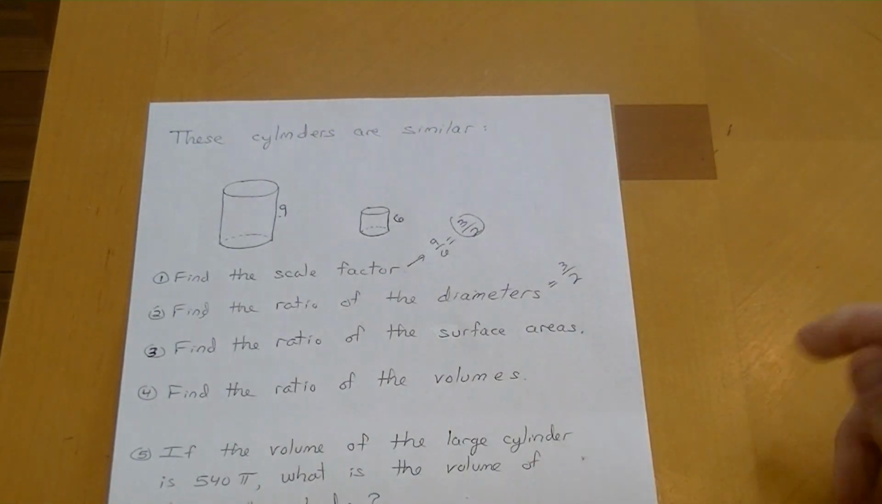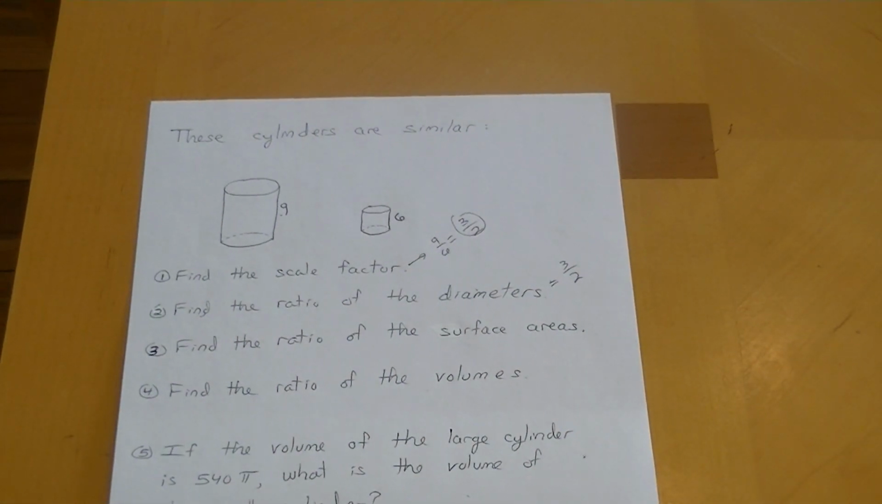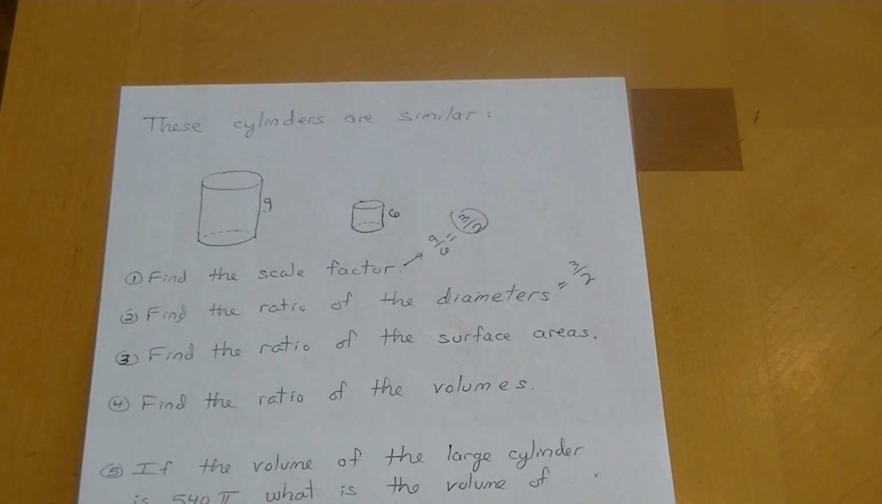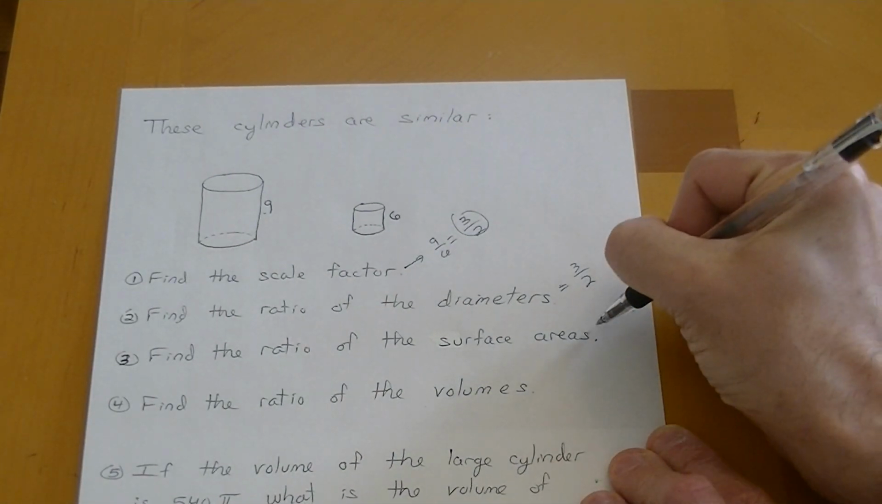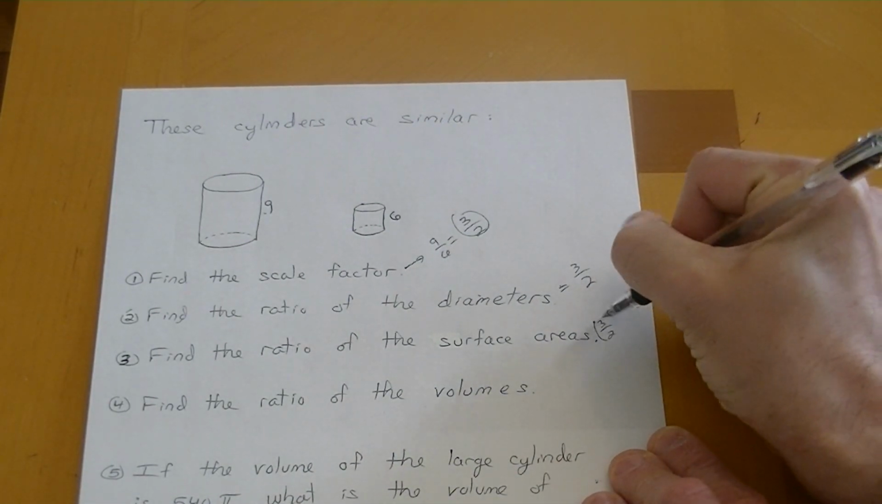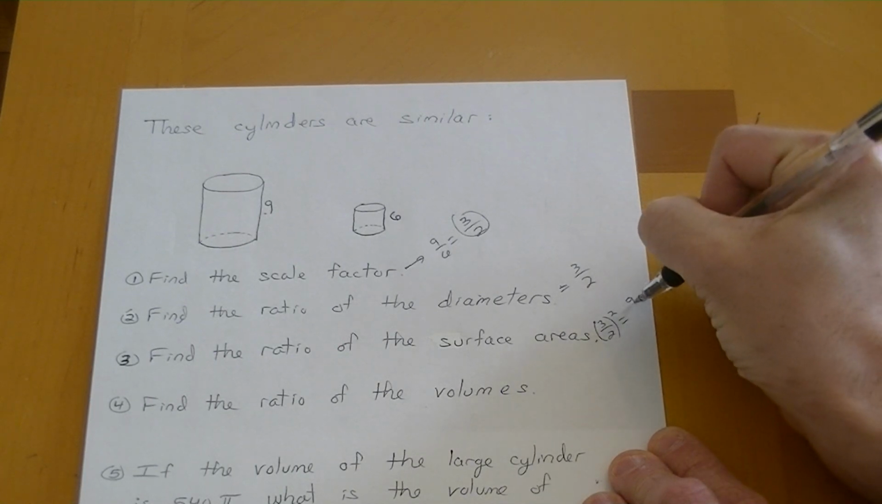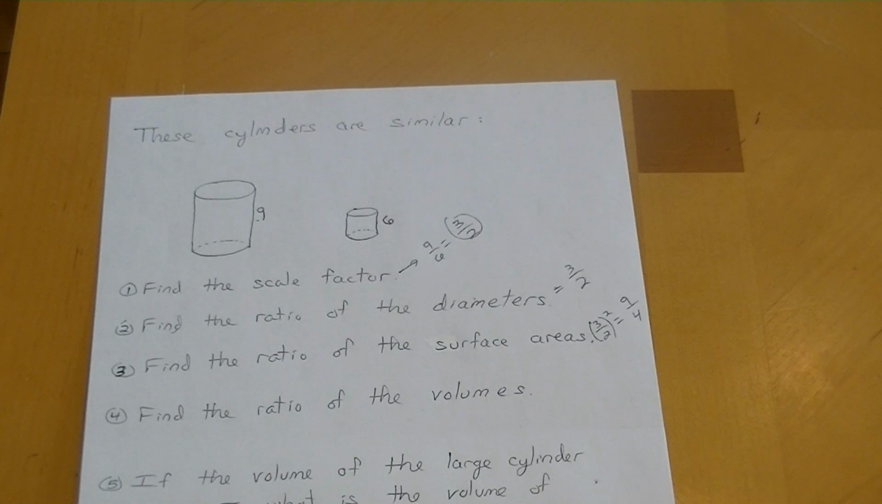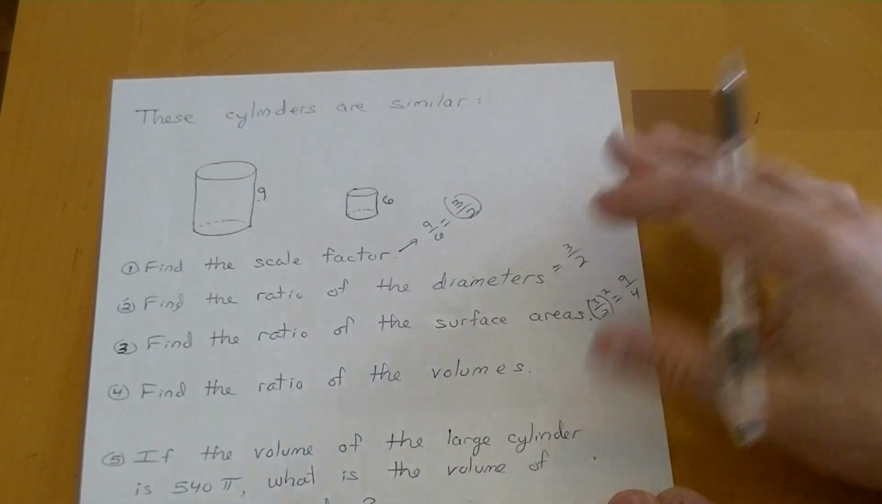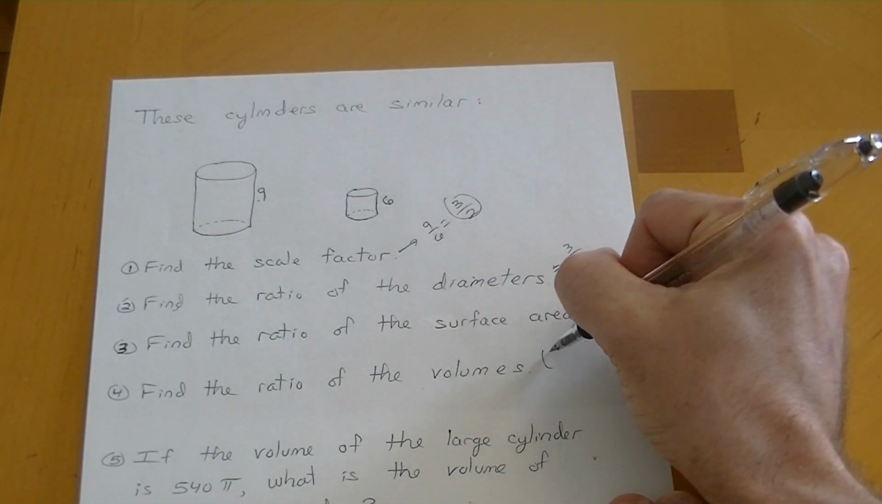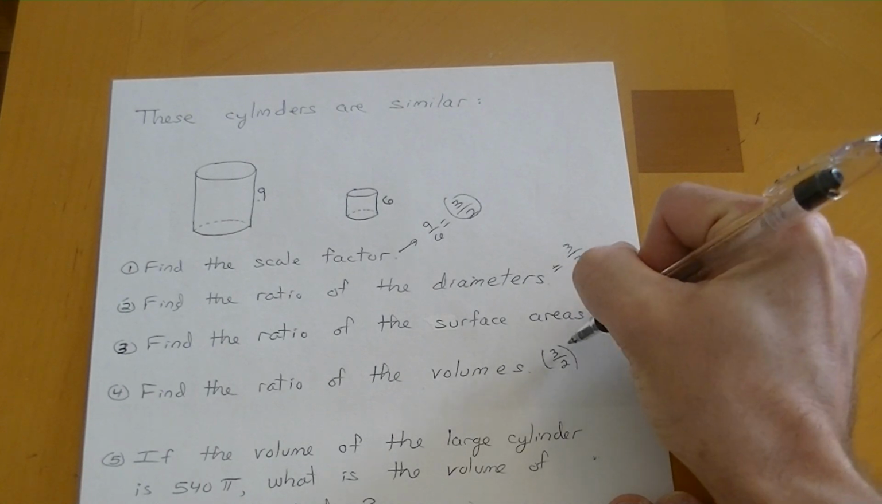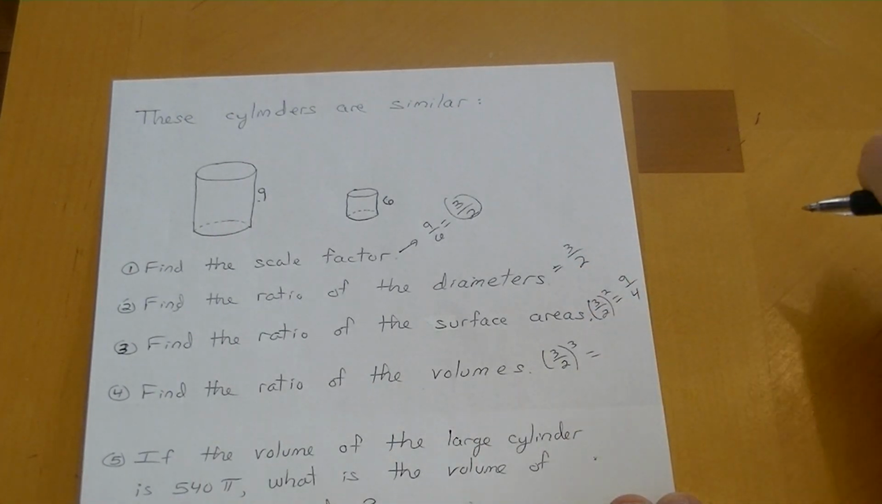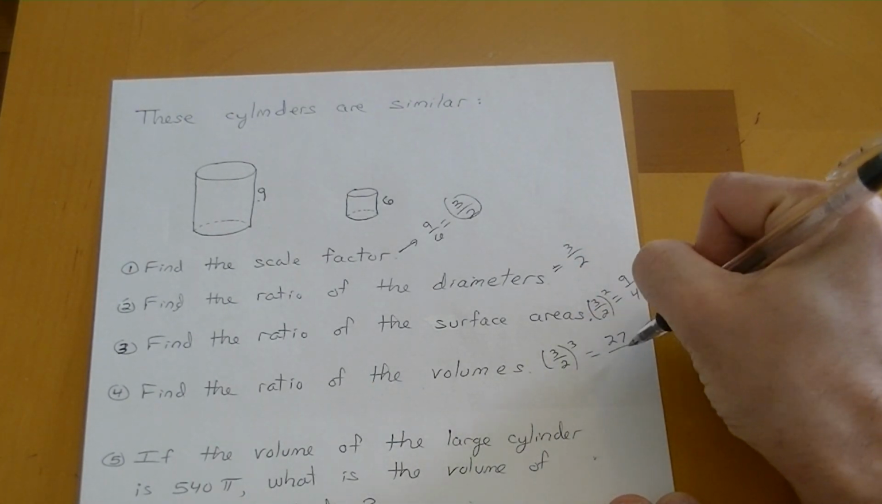3:2. Ratio of the surface areas. Well, since they're similar, it's just going to be the scale factor squared. So that's 9:4. Ratio of the volumes. Well, since they're similar, that's just going to be the scale factor cubed. So what's that? 27/8.